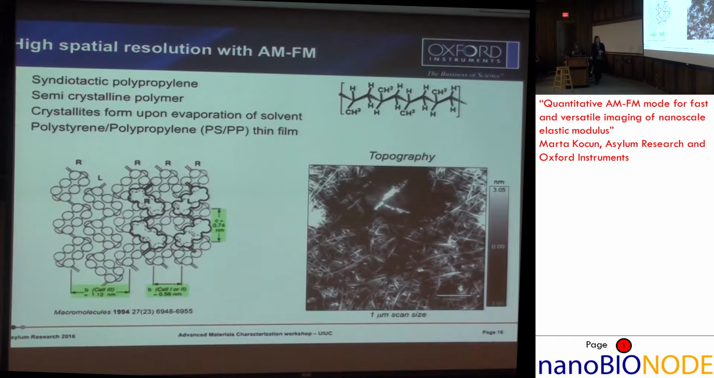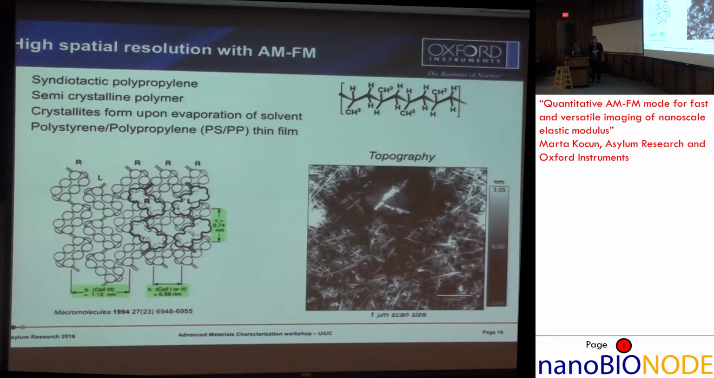What we were really interested in as well is the high spatial resolution that we can obtain with AM-AFM imaging. What I'm showing you here is a polypropylene sample. It's an syndiotactic polypropylene, so it's not very regular. On the right side of the slide is the topography image. It's a 1 micron scan.